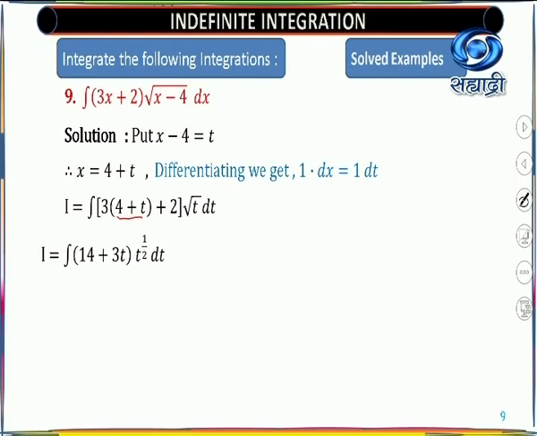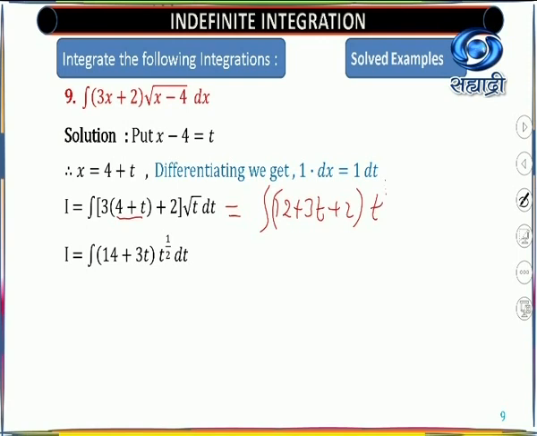Okay, now you multiply by 3. By multiplying 3, what will you get? I'll simplify here first: 3 fours are 12, plus 3t, plus 2. This is in one bracket, and t raised to half dt. Look at here, because this is root t dt. Now 12 plus 2 is 14. So (14 + 3t) into t raised to half dt. Now again you multiply t raised to half to every term. So what will you get?